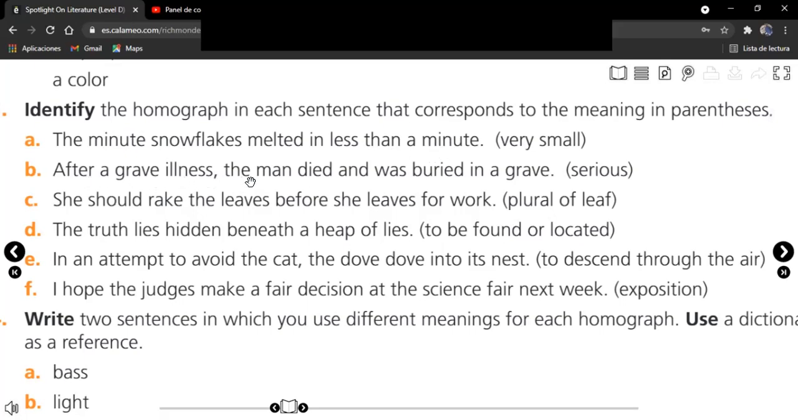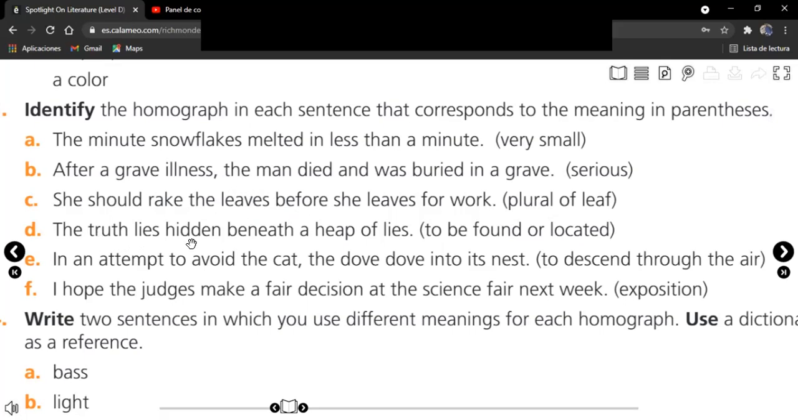After a grave illness, the man died and was buried in a grave. Grave, grave. Which one means serious? This one. After a serious illness, the man died and was buried in a grave. The plural of left. She should rake the leaves before she leaves. She raked the leaves before she leaves. The plural of left is leaves.